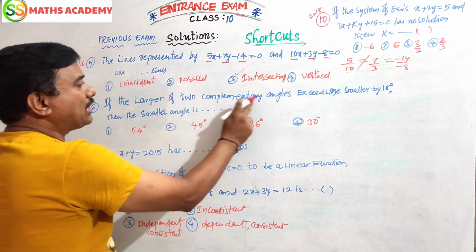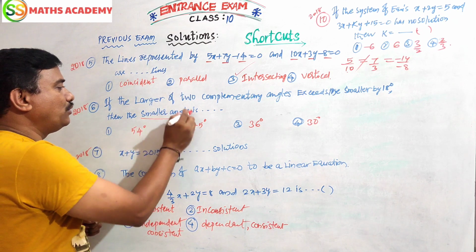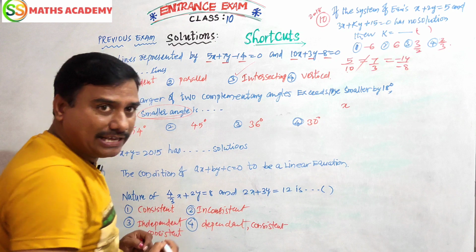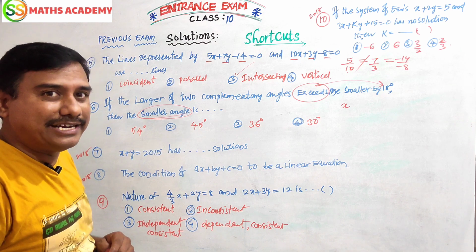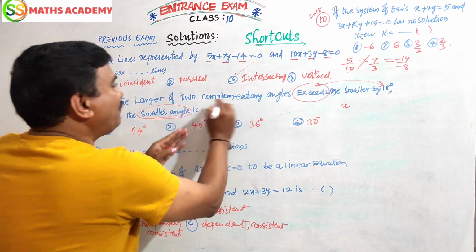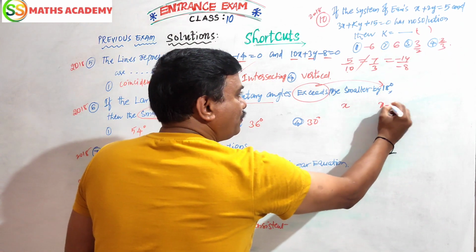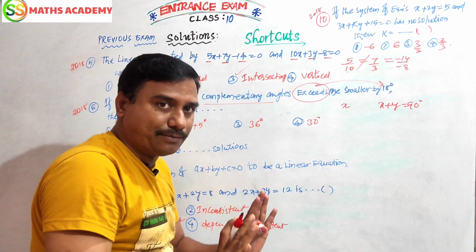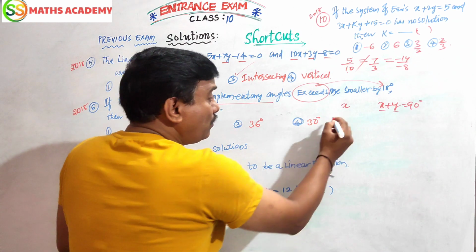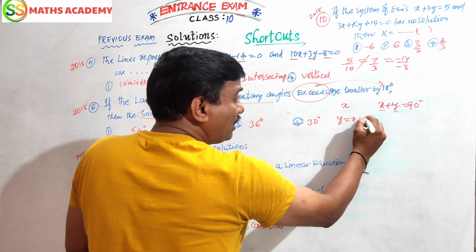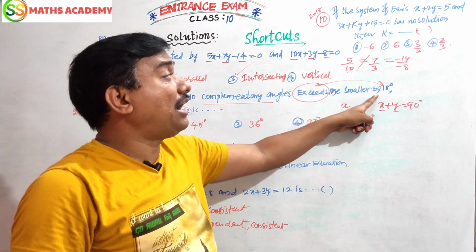If the larger of two complementary angles exceeds the smaller by 18, then the smallest angle. You don't know the smallest angle. For example, x. Larger angle exceeds by 18. Exceeds means increase. But what is the meaning of complementary? Sum of two angles equals 90 degrees is called complementary. So for example, sum of two angles x plus y equals 90 degrees. Suppose the smallest angle is x. What is the largest? The largest will exceed the smaller. How much? This is the larger angle. It exceeds the smaller by 18.